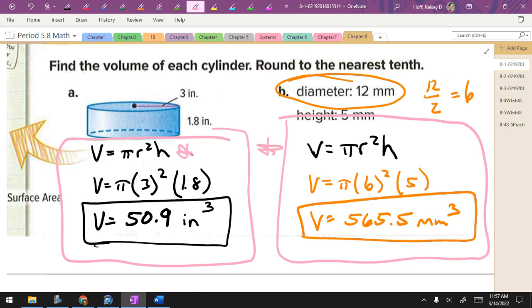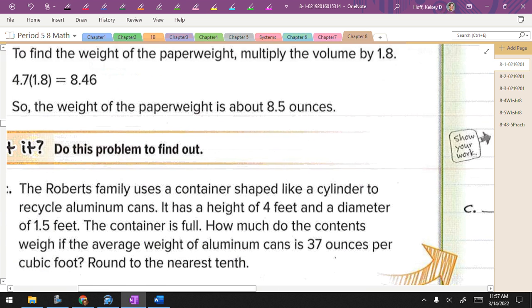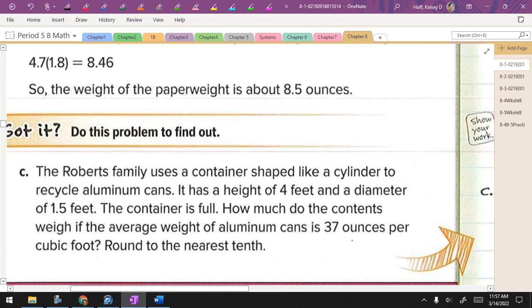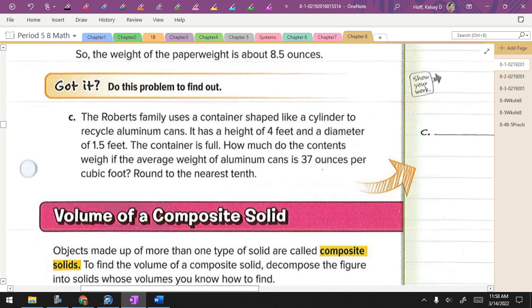Flip the page and go to Got It C in the middle. No, sorry, don't flip it. I'm sorry, it's flipped for me. On the right-hand side, page 591, Got It C.